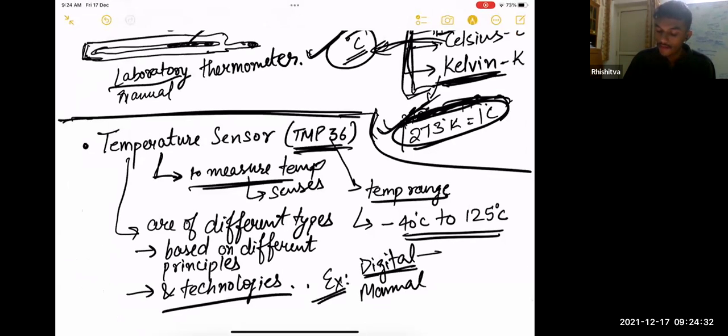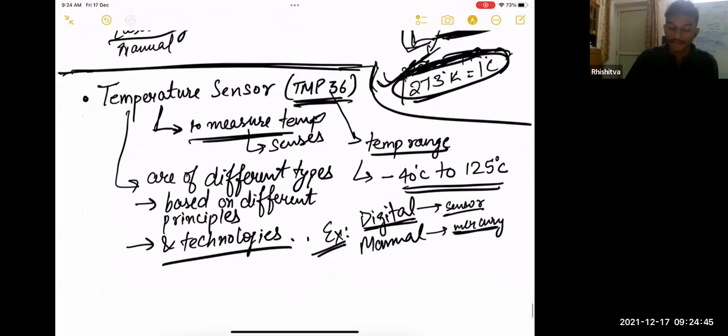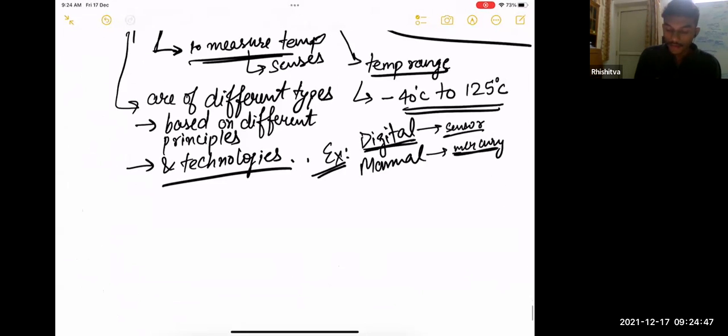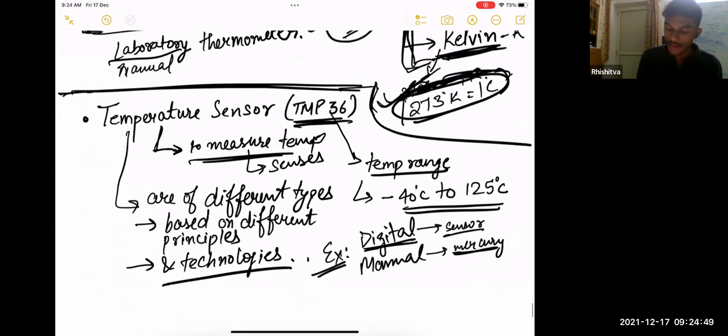Over here, you may have a sensor in the digital one, but in the manual one, you have a liquid called mercury, right? With which we are able to determine the temperature, okay? And let's say there is a sensor. And how does this TMP36 look like?